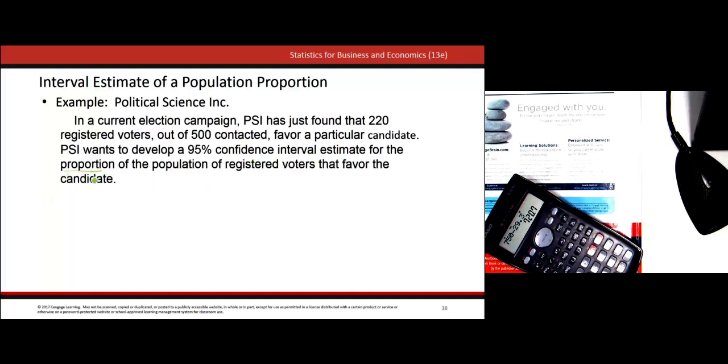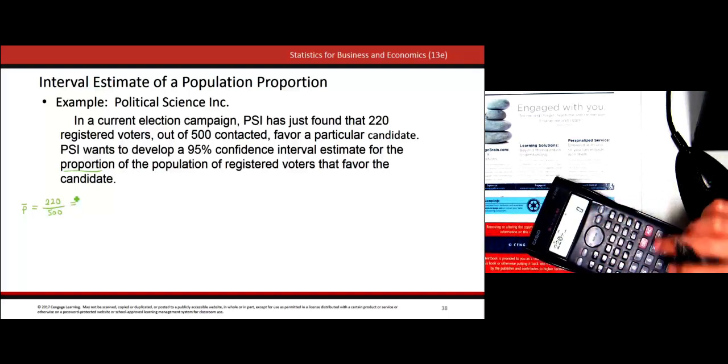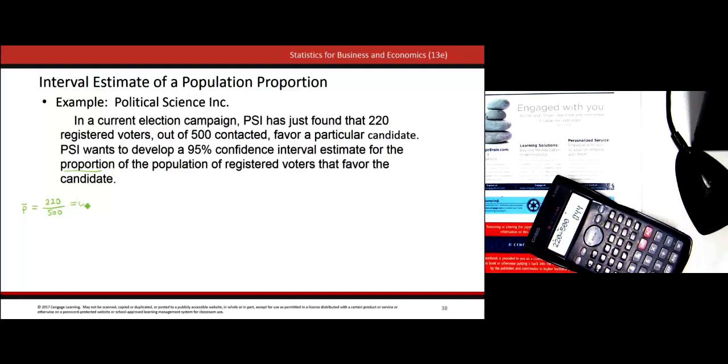Interval estimate for the proportion. So p bar is the sample proportion: 220 out of 500 contacted favor a particular candidate. So 220 out of 500 is 0.44. 95% confidence interval, so alpha is 0.05. What is z alpha over 2? 1.96.